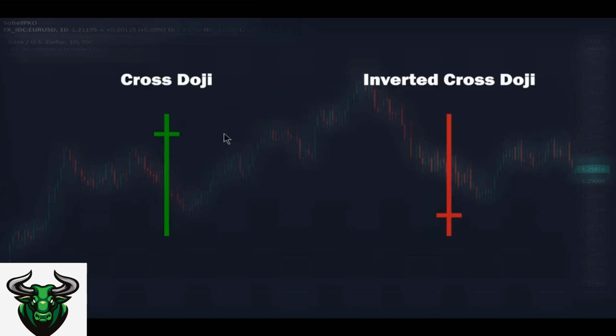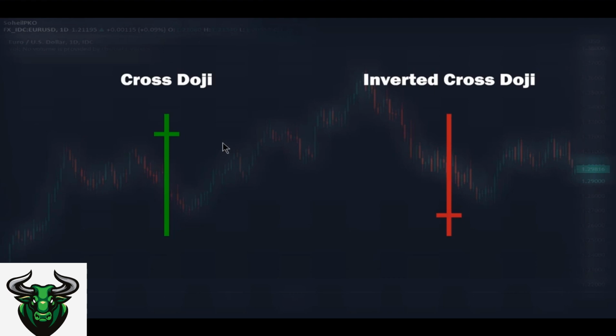Cross doji and inverted cross doji. Cross doji is similar to hammer and hanging man, and inverted cross doji is similar to inverted hammer and shooting star. The only difference is that here in cross doji and inverted cross doji, the open and close are approximately equal, and we don't have any activity between open and close, which shows a greater amount of indecision. So cross doji and inverted cross doji are more significant in giving any possibilities for a change in the direction of the price, and they can be considered the ideal version of those candles.